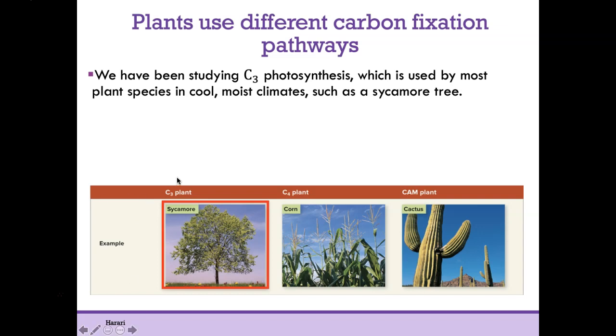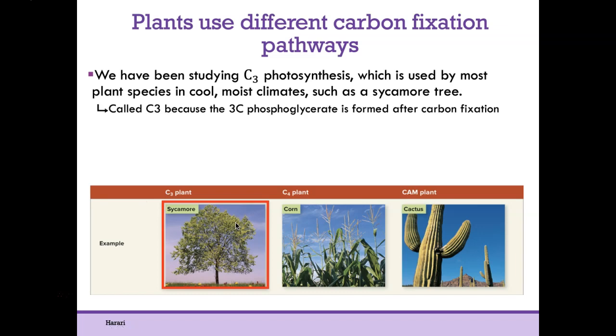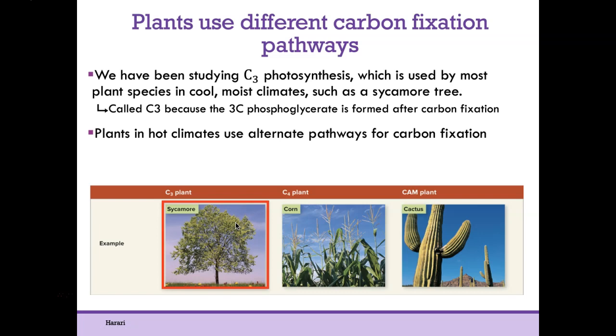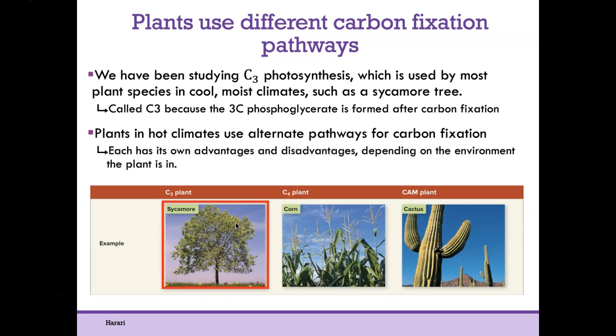So this sycamore tree that lives in cool, moist environments is perfectly fine doing mostly C3. But plants in hot climates have to use alternate pathways for carbon fixation. Each of these alternate pathways, called C4 and CAM, has its own advantages and disadvantages. So it just depends on the environment of the plant, and that determines which type of carbon reactions it's going to use to make its sugar.